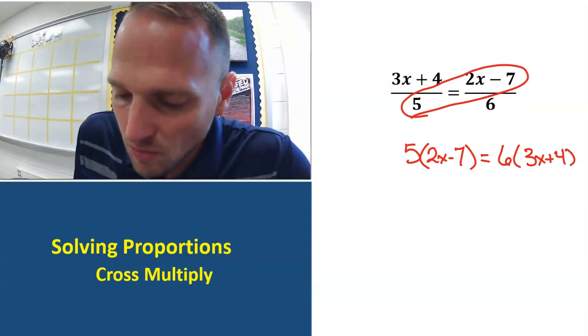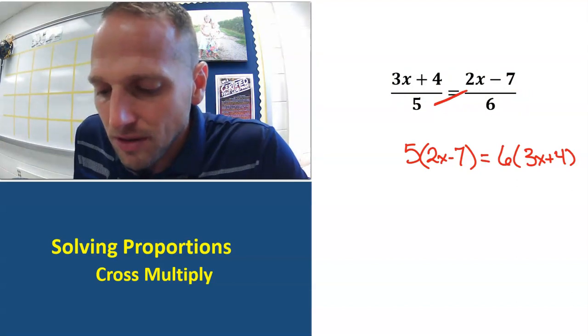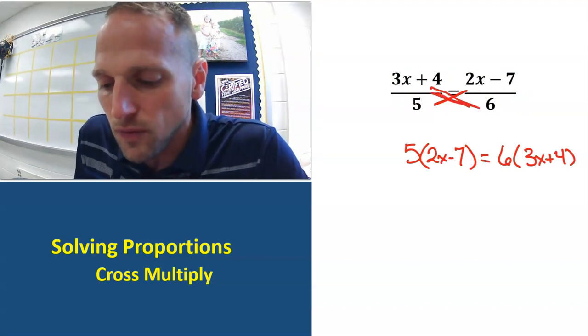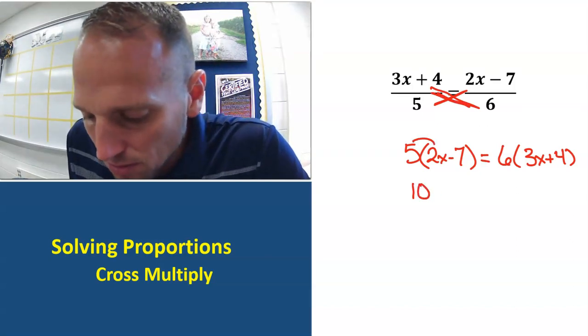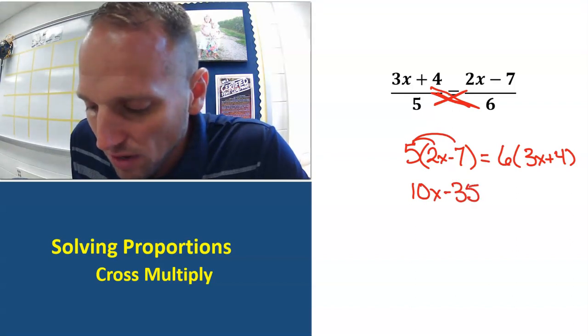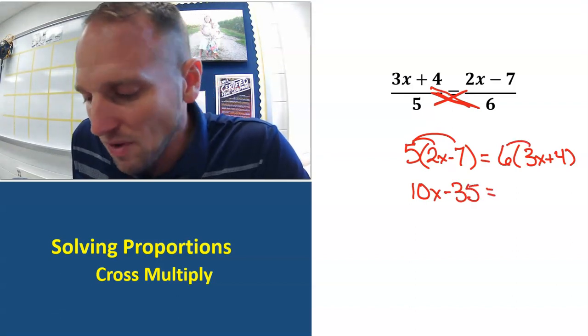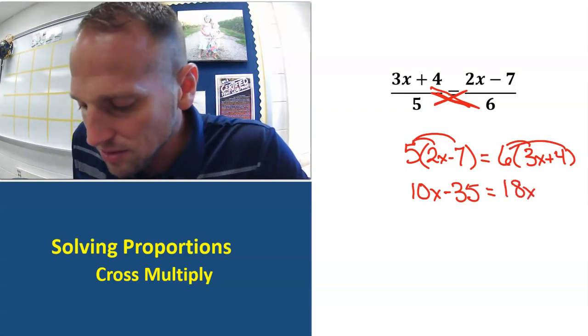And let's erase this just so we can see. So the 5 times the 2x minus 7 right there, and the 6 times the 3x plus 4 right there. Let's distribute this. 5 times 2x is going to be 10x, and 5 times negative 7 is going to be negative 35. On the right, we've got 6 times 3x, that's 18x, and we've got 6 times 4, that's going to be 24.